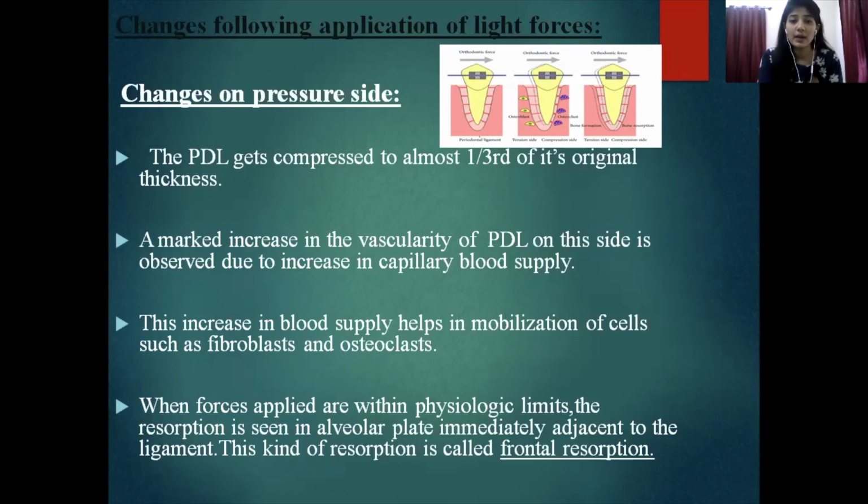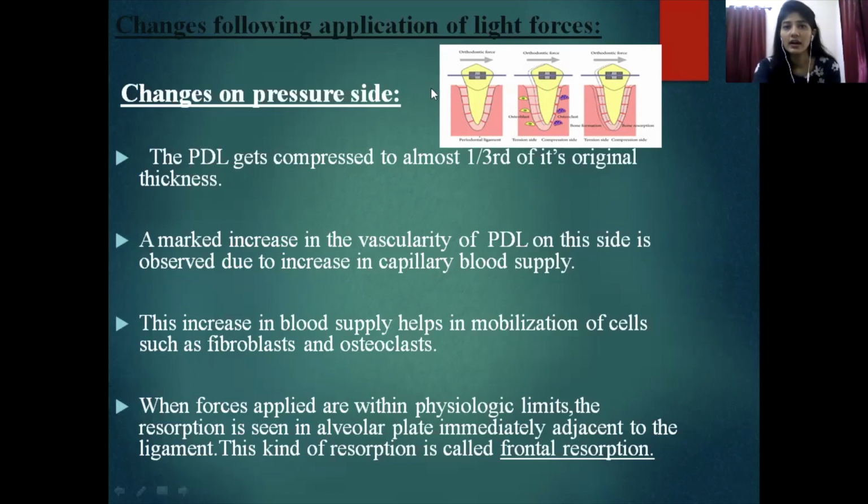When the forces applied are within the physiological limit, the resorption is seen in the alveolar plate immediately adjacent to the ligament. This kind of resorption is called frontal resorption. The resorption caused by the optimal amount of force acting on the teeth is called frontal resorption.